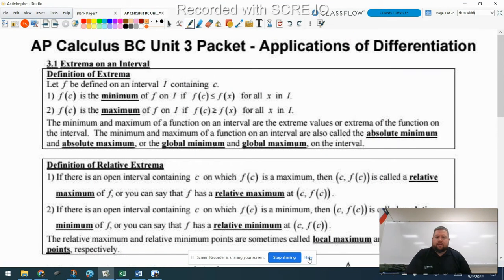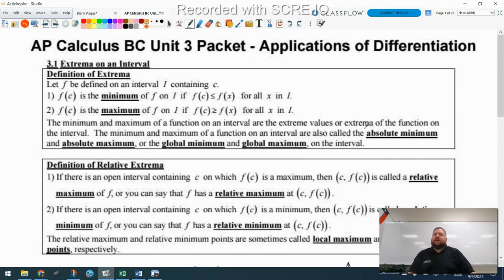All right, guys, in this lesson, we are going to start using the derivative to tell us some things about our original function. So today's lesson is about extrema on an interval. Okay, so the definition of an extrema is that it's a maximum or a minimum. So you've heard those words before. We're going to use some calculus to determine where those maximums and minimums occur and what the values of them are.